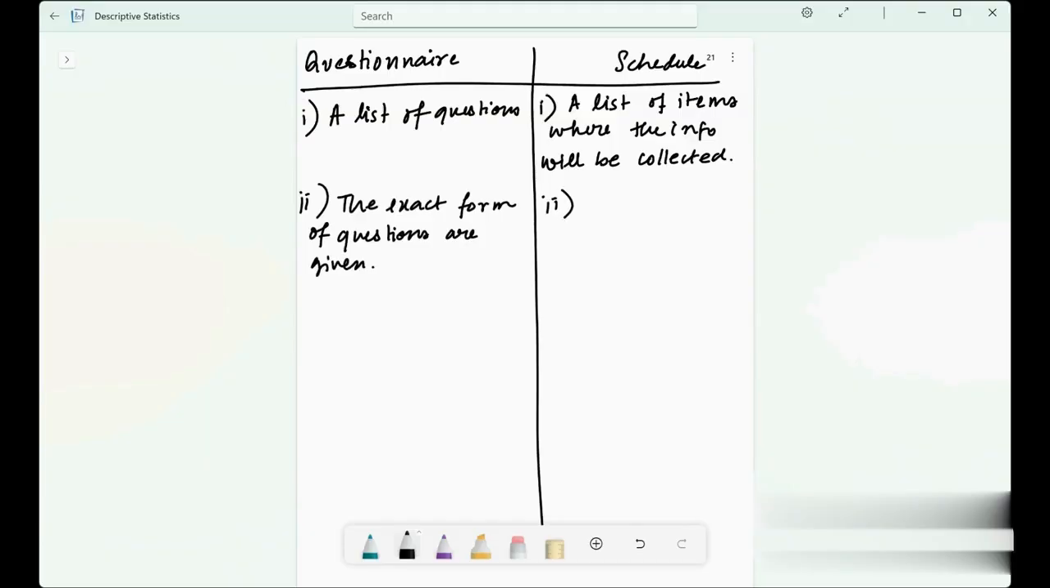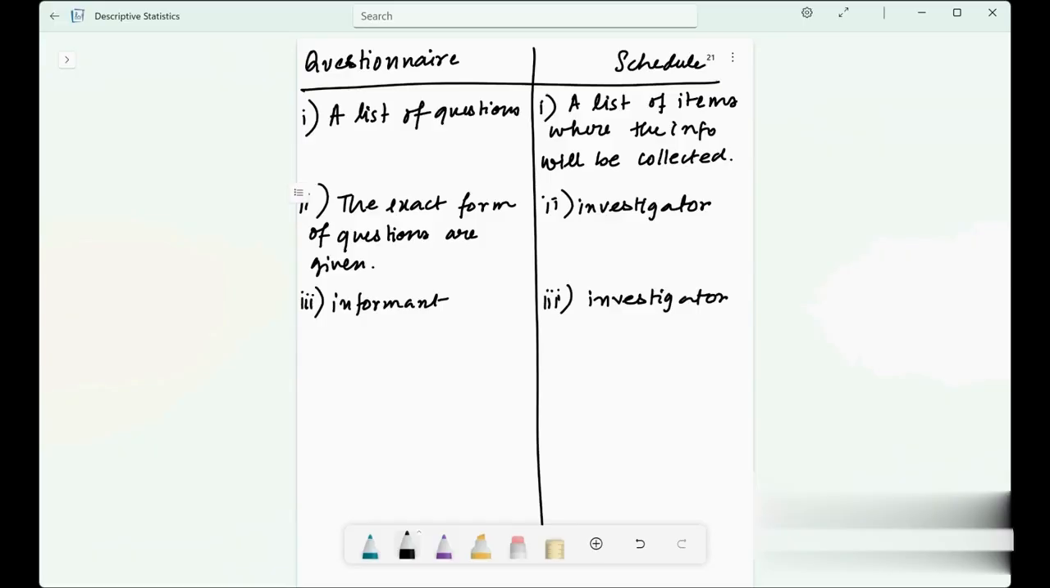But in schedule, this is the opposite, of course. In schedule, the exact form of the question to be put to the informant is not given, and the task of questioning and explaining the desired information is left to the investigator. So it all depends on the investigator. Coming to the third point. In questionnaire, the answers to the questions are recorded by the informant. Informant only records his or her answer, whereas in schedule, the answers are recorded by the investigator. So what we can understand from here is the investigator is playing a very important role in schedule, right?